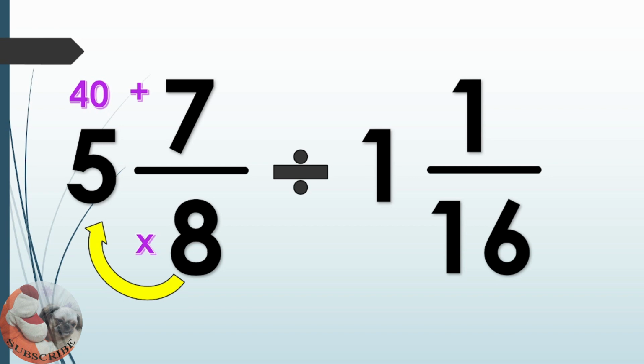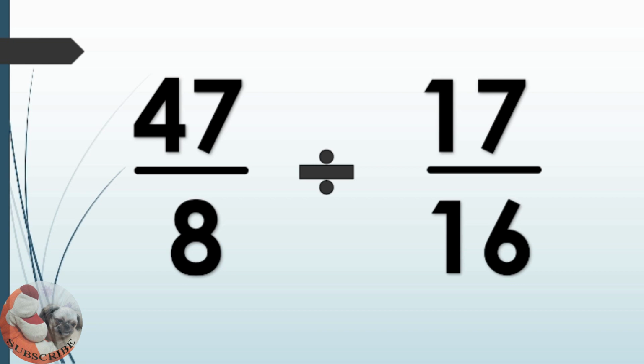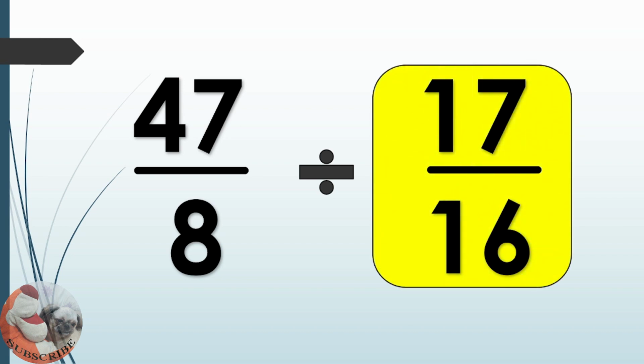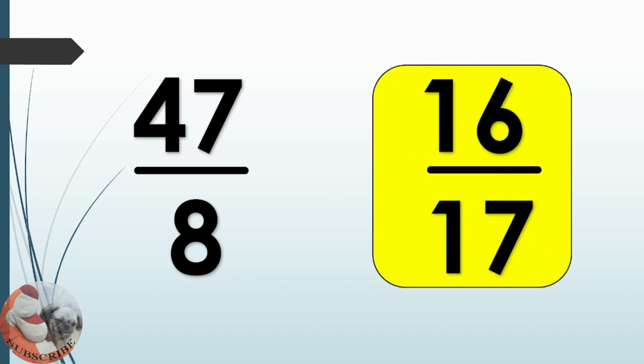Multiply the denominator by the whole number. 16 times 1 is equal to 16. Then add the numerator, 16 plus 1. 5 and 7/8 will become 47/8. And 1 and 1/16 will become 17/16. Then get the reciprocal of 17/16. It will become 16/17. Then the division process will become multiplication process.